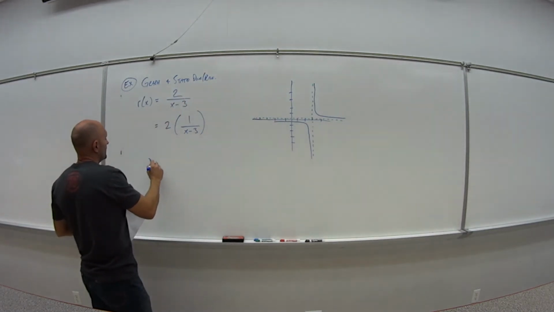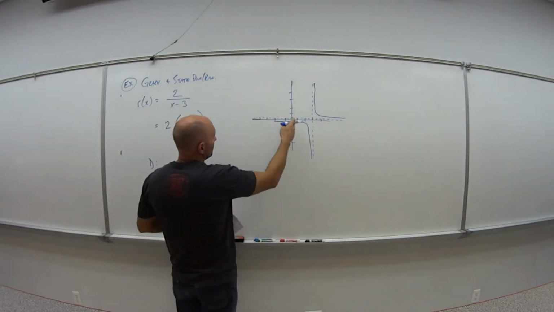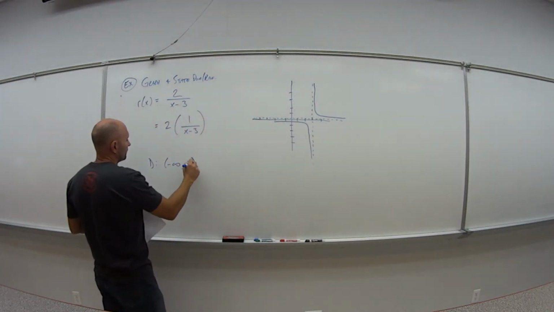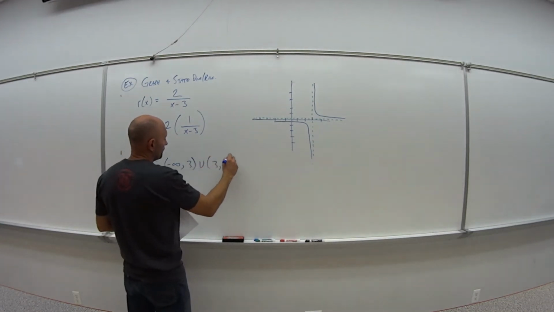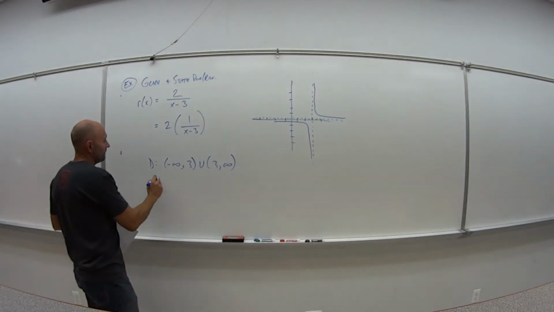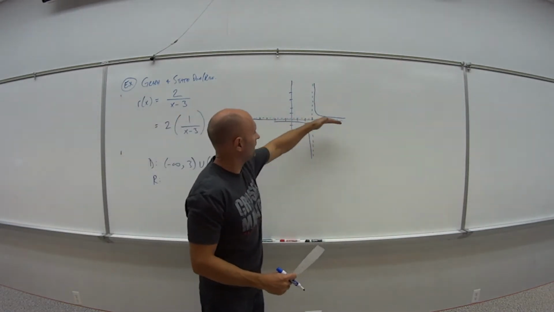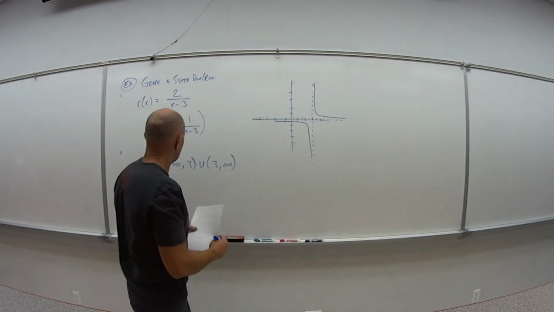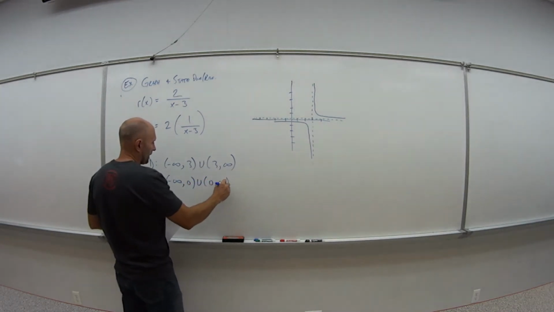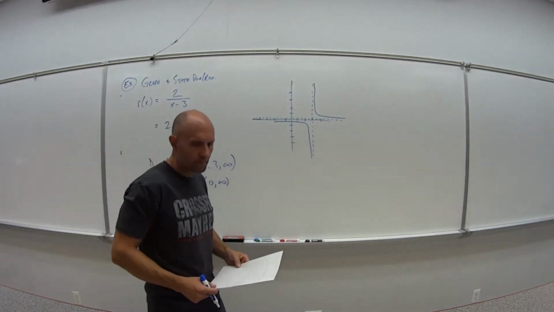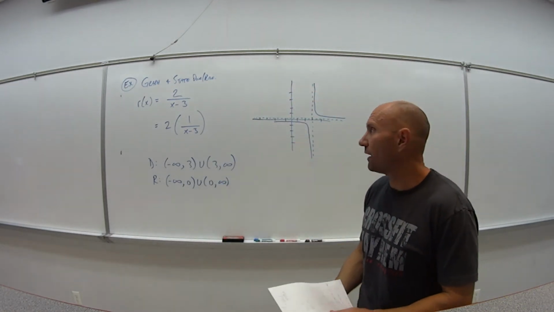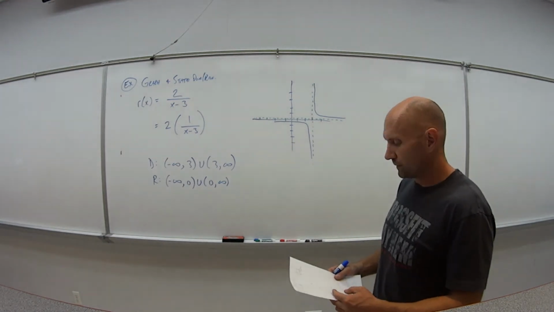How about my domain and range? Well, the domain is everything except for x equals 3. So that's negative infinity up to 3, union 3 up to infinity. And how about the range? Well, we didn't have any vertical shift, so the horizontal asymptote is still at 0. So it's just negative infinity to 0, union 0 to positive infinity. So that's a transformation of one of our rational functions.